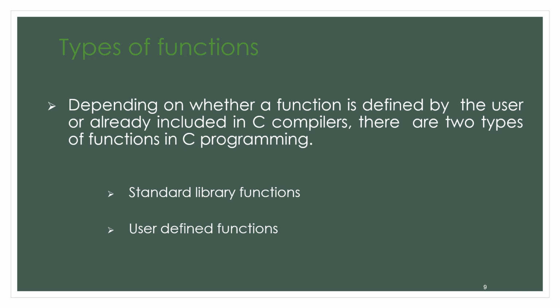Types of functions. Depending on whether a function is defined by the user or already included in the C compiler, there are two types of functions in C programming. They are standard library functions and user-defined functions. Now I am going to describe each function separately.